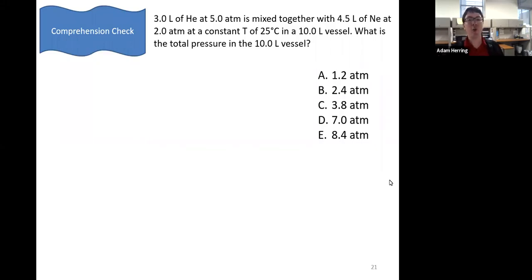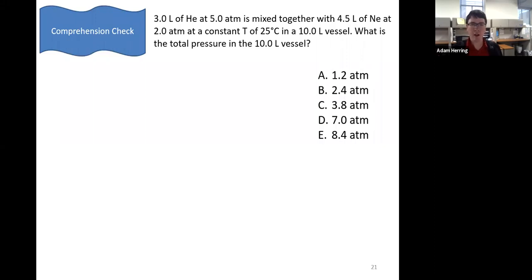of neon at 2 atmospheres. The temperature is constant at 25 degrees Celsius, and we've mixed them together into a 10-liter vessel. And we want to know what's the pressure inside the 10-liter vessel. So you might be tempted to just add together the initial pressures. Remember, Dalton's law of partial pressure says that the sum of the pressures, or the total pressure, is just the sum of the individual partial pressures.